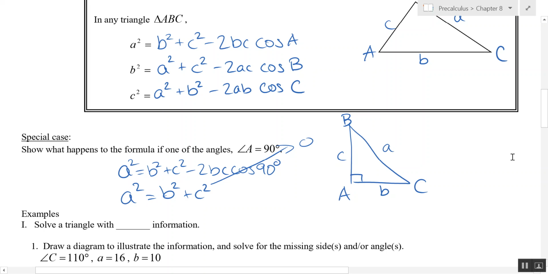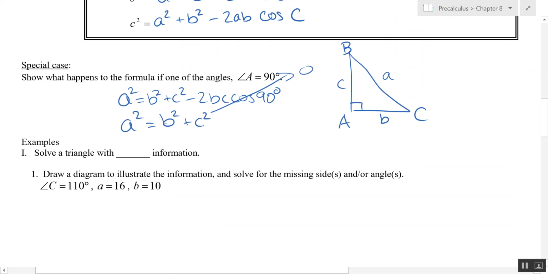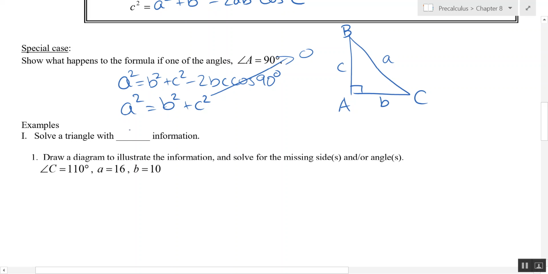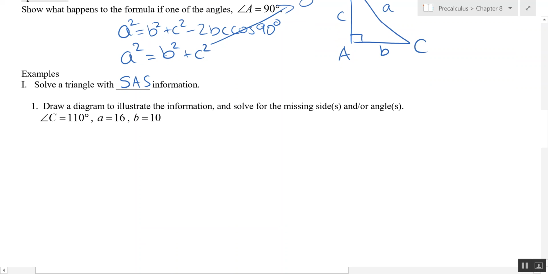We're going to use the law of cosines to solve two different types of triangles today. The first case is to solve a triangle with side-angle-side information, so two sides and the included angle. We're going to draw a picture to illustrate this situation over here on the left.